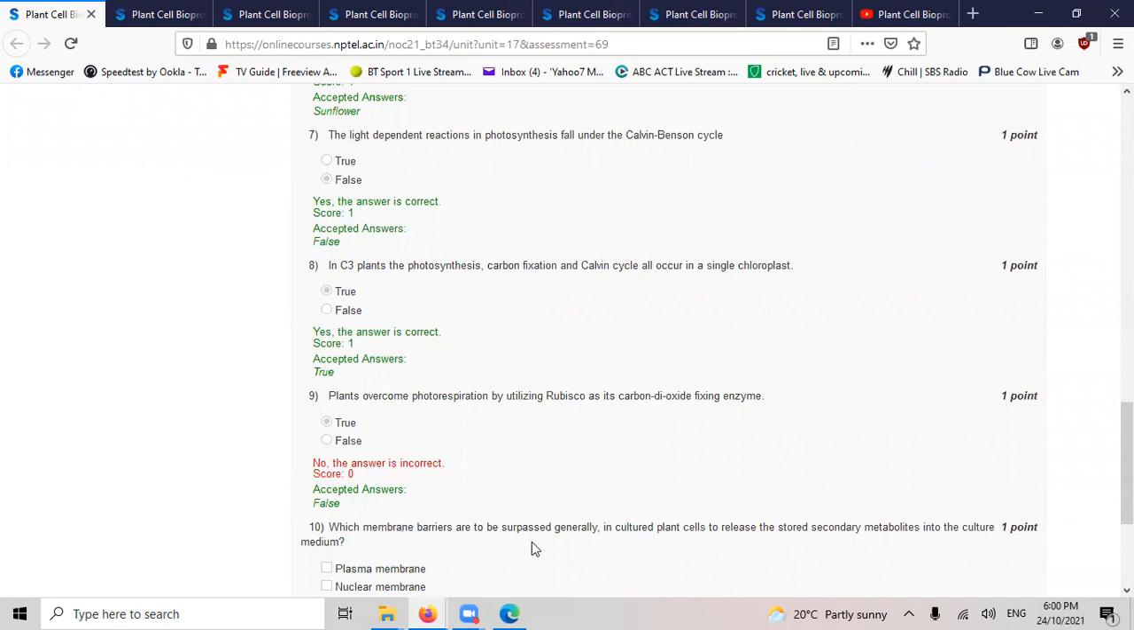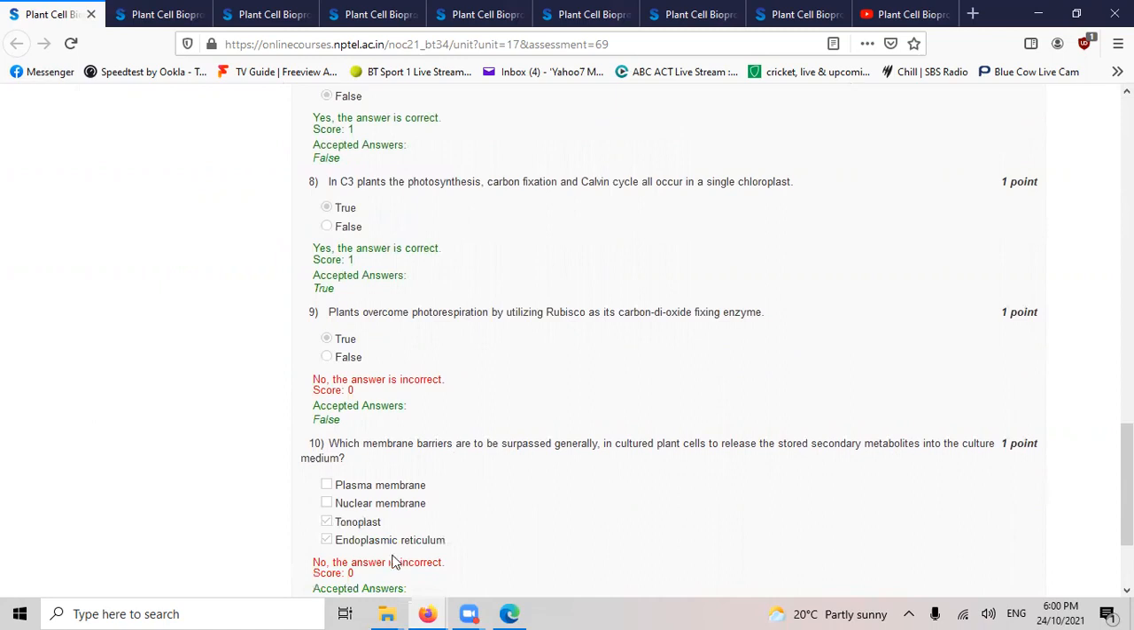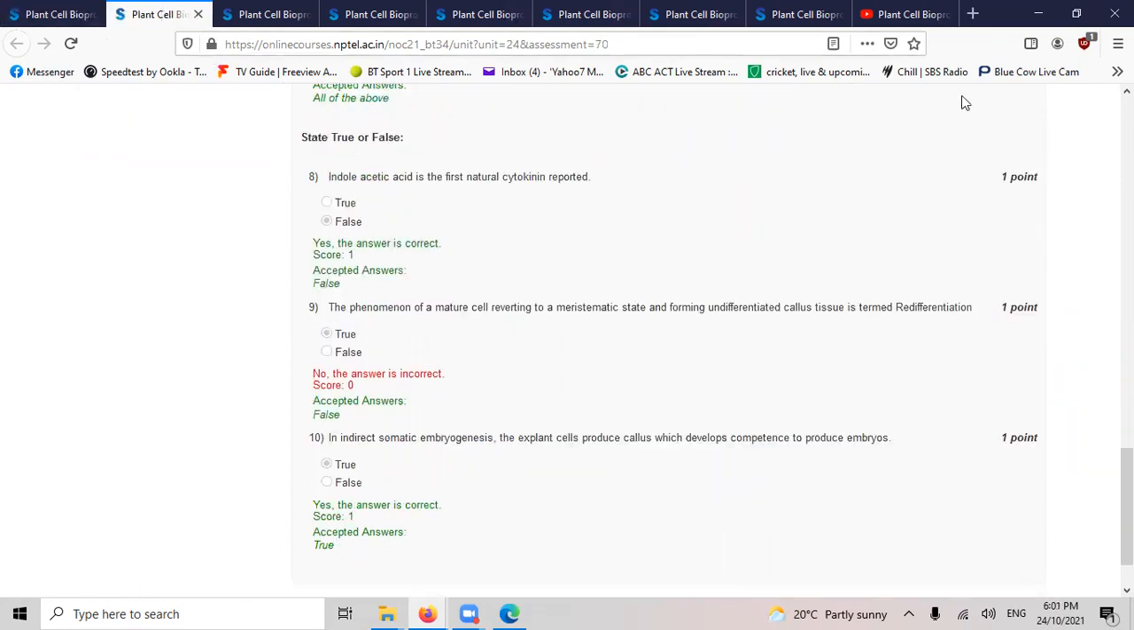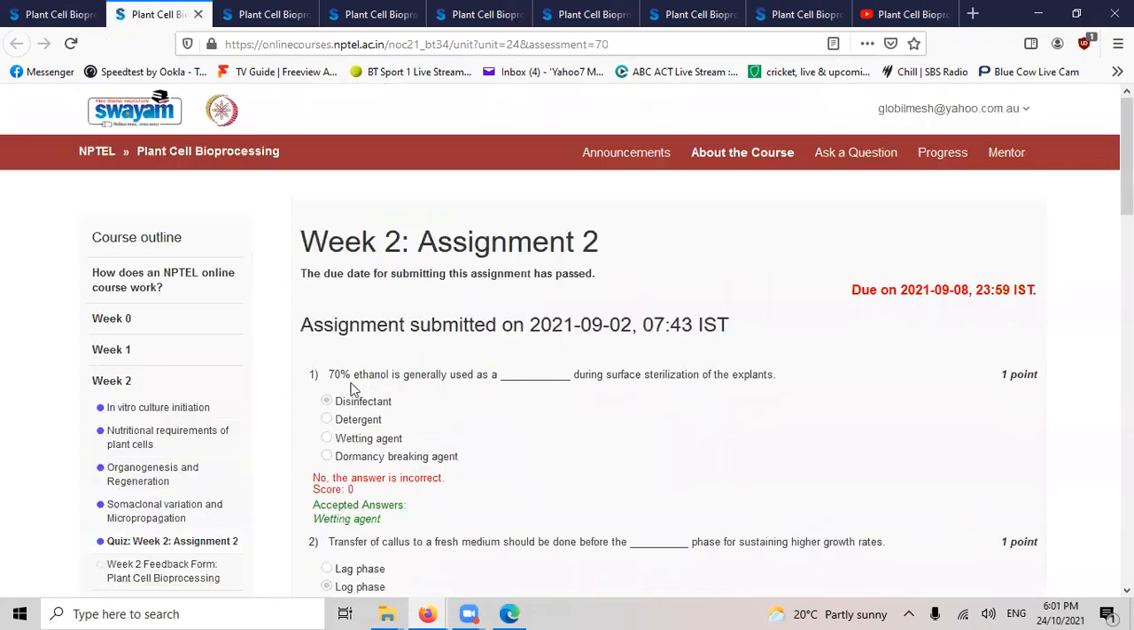Which membrane barriers are to be surpassed generally in cultured plant cells to be released in secondary metabolites? Tonoplast and plasma membrane. Yeah. Sweet. Week 2. 70% ethanol is generally used as a something during sterilisation of explants. It's a wetting agent. Transfer of callus to a fresh medium should be done before the something phase, if you want good growth rates. So the log phase is where there's heaps of exponential growth, so it's got to be before that, so it's stationary phase.